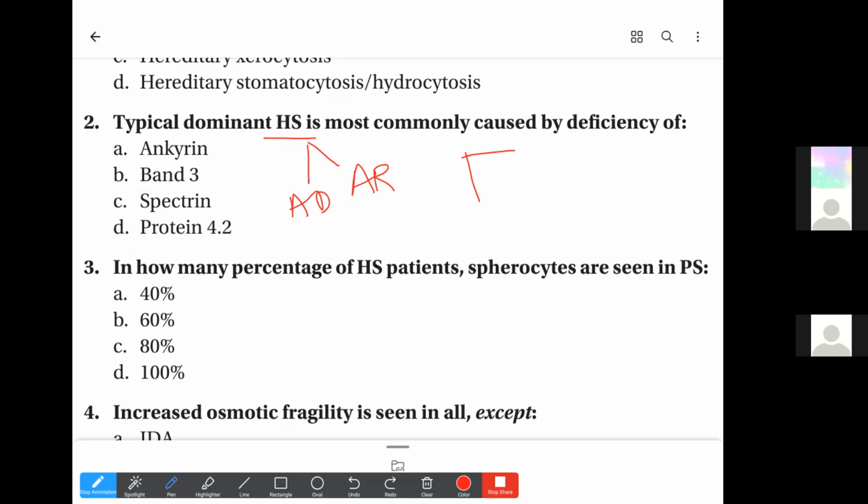And we can remember this because it is opposite to hereditary elliptocytosis, in which a spectrin defect is more common. We know that the two S's cannot be together. If this is hereditary spherocytosis, then the most common form would be the ankyrin, and in hereditary elliptocytosis, the most common form would be the spectrin.